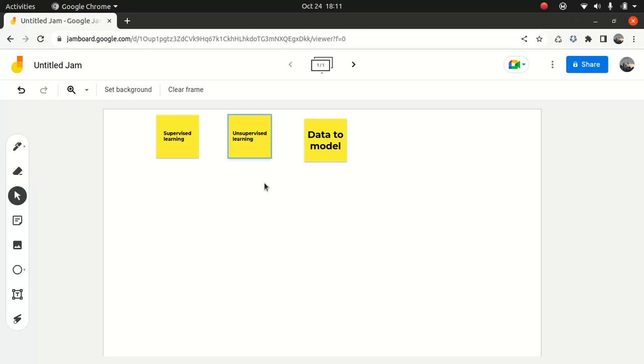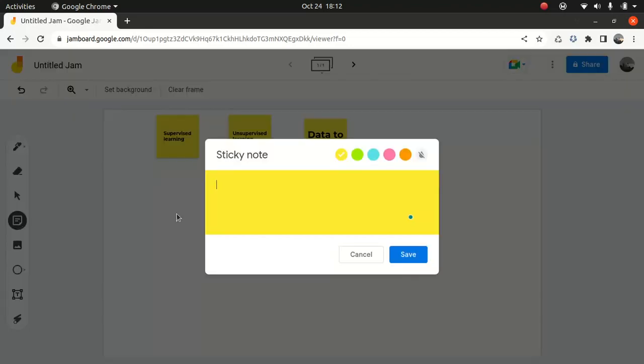Now, I wanted to talk about a regression problem, to work out the house price. So we have data, and how are we going to use the data to model it? That's my whole idea today, to talk about data to model. Like I said about supervised learning, we have a labeled data set.